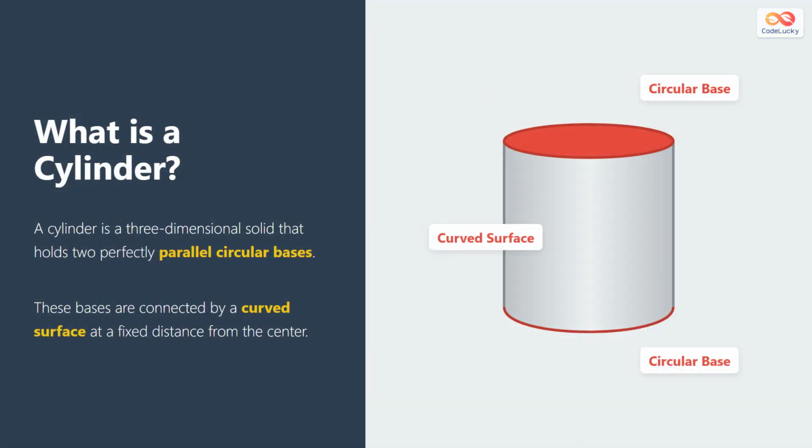So, what exactly is a cylinder? In geometry, a cylinder is a three-dimensional solid. Its most defining feature is that it has two identical, parallel circular bases. These two circles are connected by a curved surface.